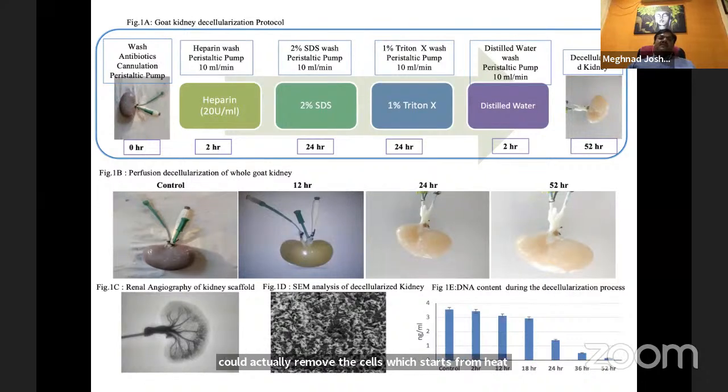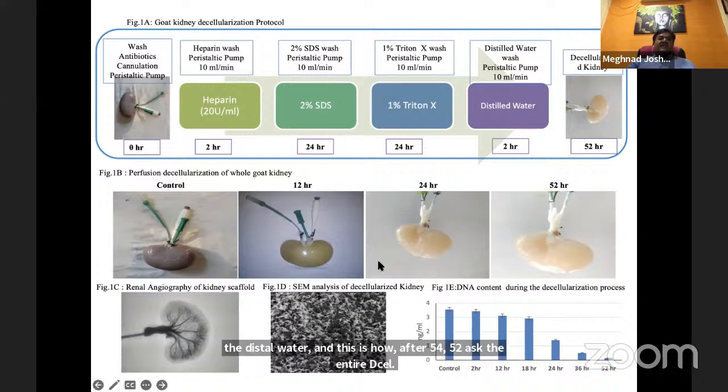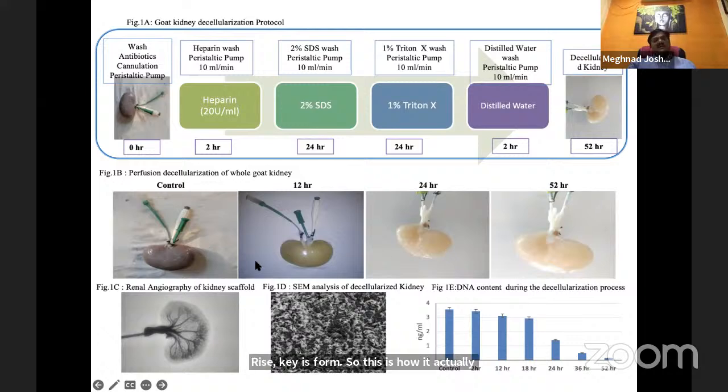2% SDS is a detergent, and it is again followed by 1% Triton X. Triton X is a nonionic detergent, so it removes a lot of impure protein which is stuck there. You start with whatever detergent you need, then wash everything with distilled water, and this is how, after 52 hours, the entire decellularized kidney is formed. This is how the decellularized kidney actually looks.